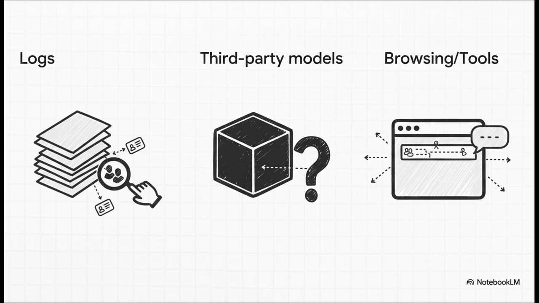Second, third-party models. Look, when you send data to an external API, you lose control. Is that data being used to train their next model? Who has access to it? It's basically a black box, and you need to be really wary of that. And finally, browsing and tools. If your AI can browse the web, it could accidentally paste sensitive data from its prompt straight into a search query or an API call, basically broadcasting it to the world.